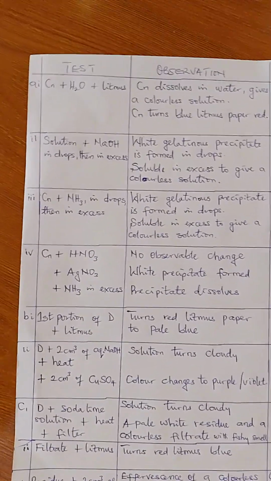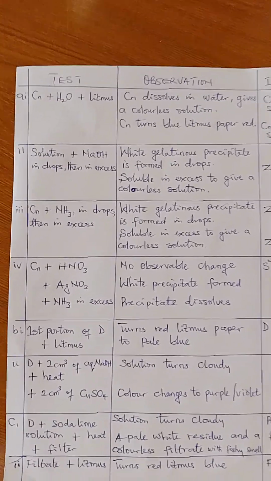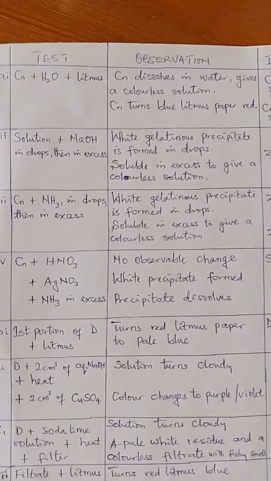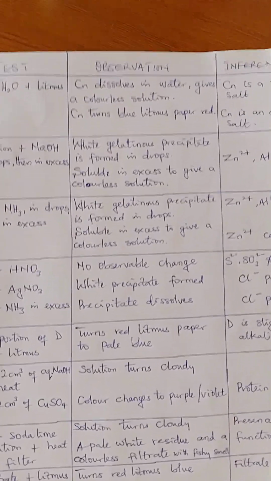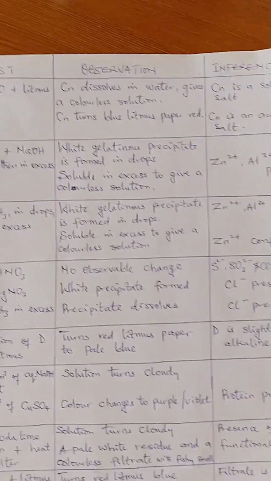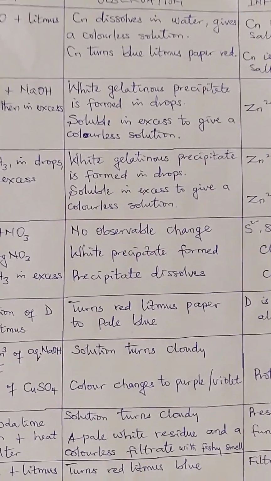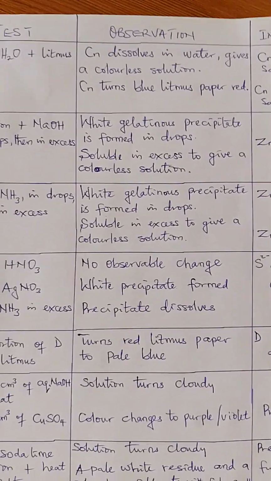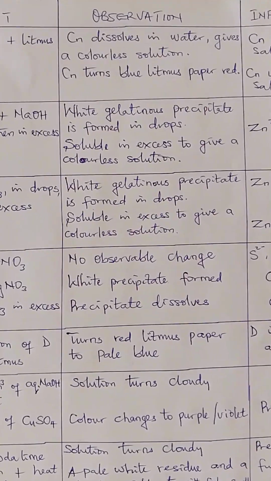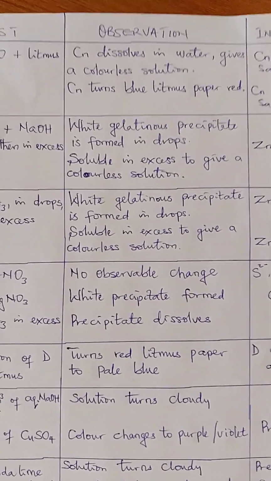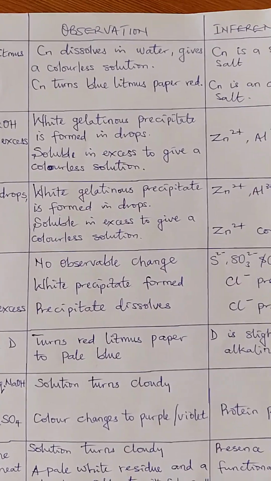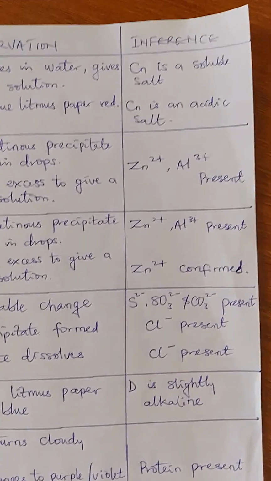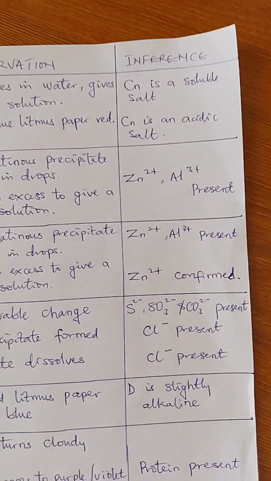Now that solution, you may be asked to add sodium hydroxide, perhaps in drops, then in excess. When you add sodium hydroxide to it, from what I observed, you are going to have a white gelatinous precipitate. You should know the difference between ordinary precipitate and gelatinous. Gelatinous will give you something like mucus. And if you add sodium hydroxide in excess, that precipitate will dissolve to give a colorless solution. That kind of observation could only be for the test of zinc ion or aluminium ion. So you say zinc ion or aluminium ion present.